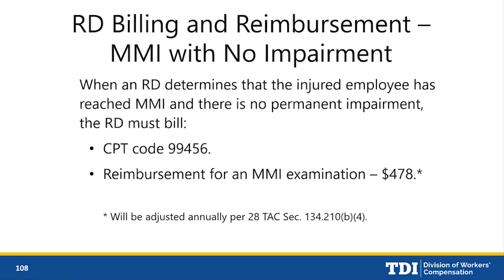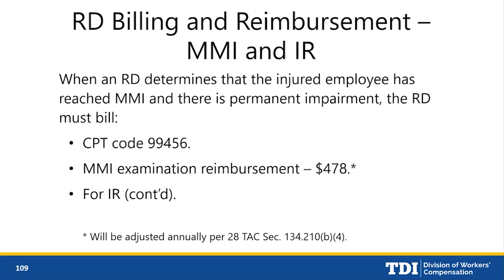In this case, they determined that they are at MMI and there is no permanent impairment, and there's no possibility of permanent impairment. The injury is sufficiently minor. So again, we see 99456, and then the reimbursement rate for this is $478. They don't need to conduct the impairment rating exam because, again, the doctor determined there's no possibility of permanent impairment.